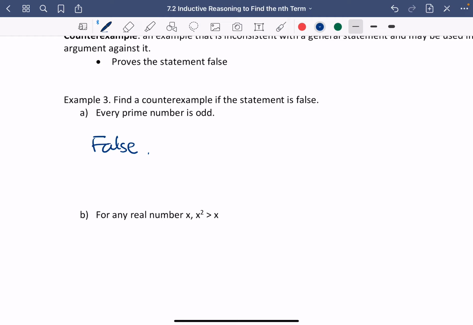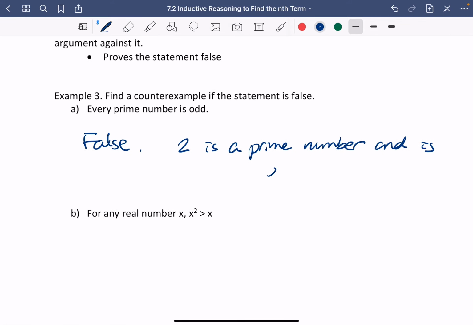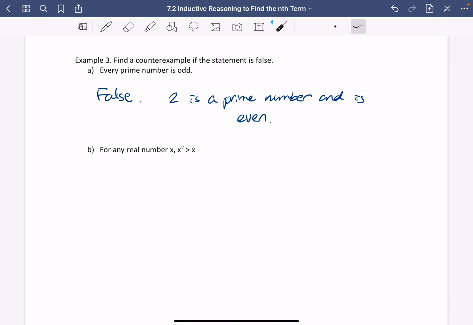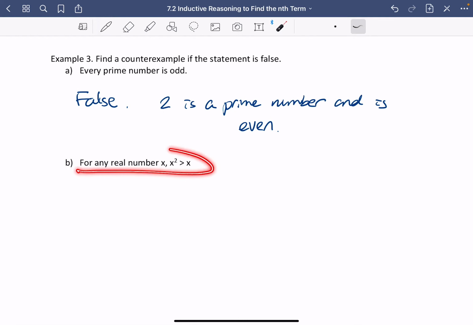And the only counterexample for this question will be 2. 2 is a prime number and is an even number as well. Okay. So we found that 2 is a prime number and it's not odd. And so 2 will be a counterexample. Okay. Next one, for any real number x, x squared is greater than x.